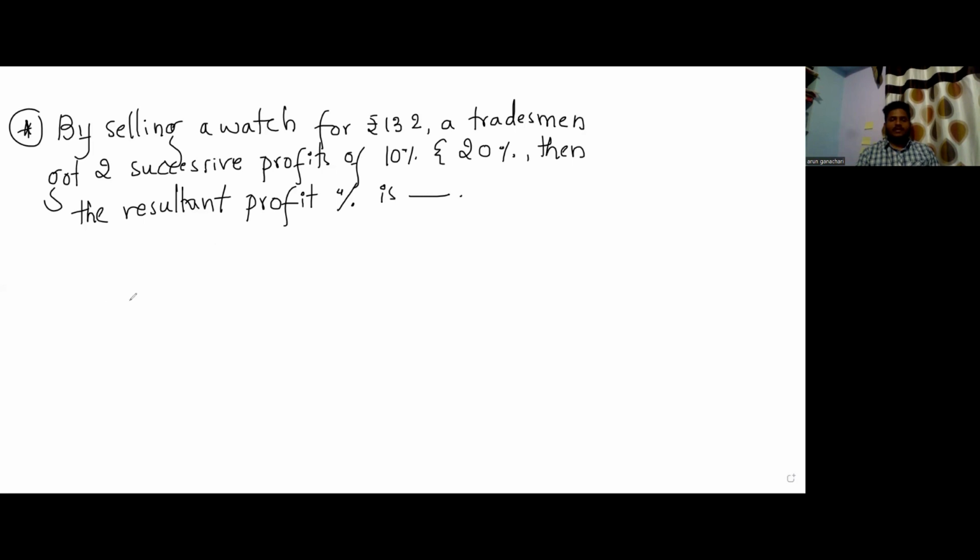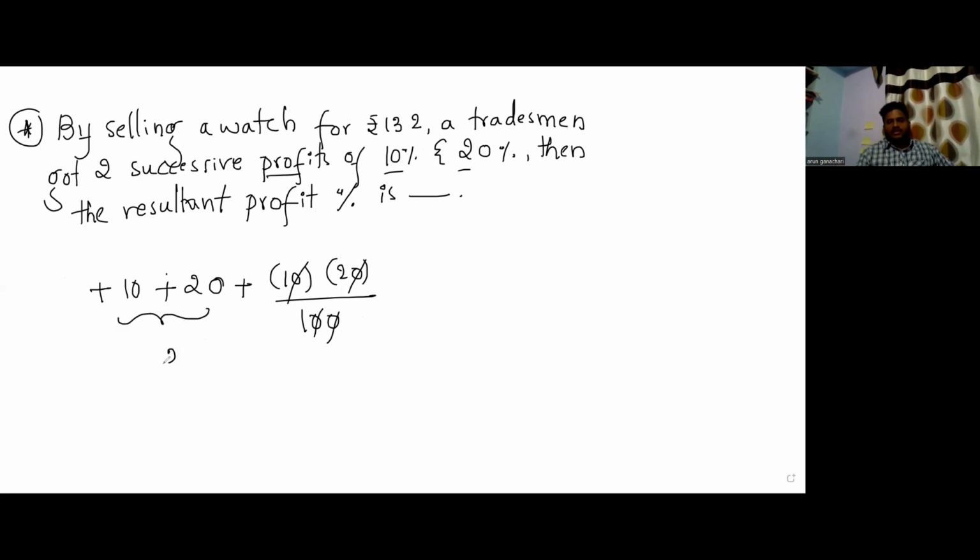What is the answer? We are having successive profits of 10% and 20%. So we have to take plus 10, plus 20, plus 10 into 20 divided by 100. As we are having profit, so I'll take it as positive only. Zero and zero will get cancelled, zero and zero will get cancelled here also. 10 plus 20 will become 30. And 2 here. So overall it will be 32% profit. Getting this?